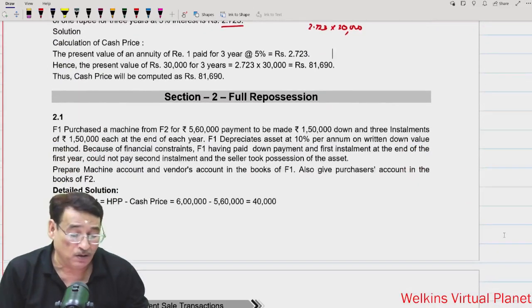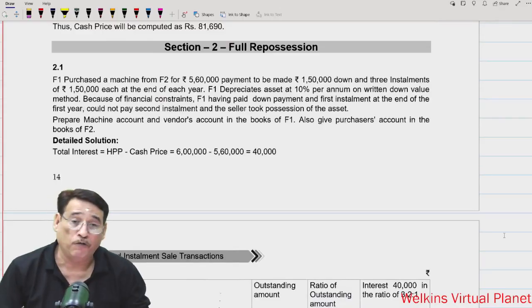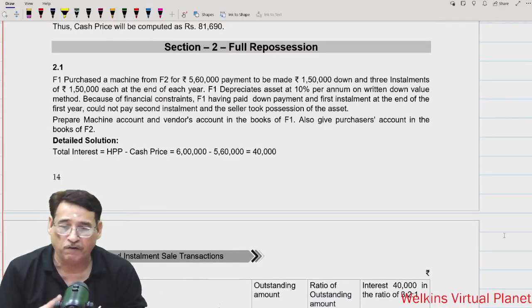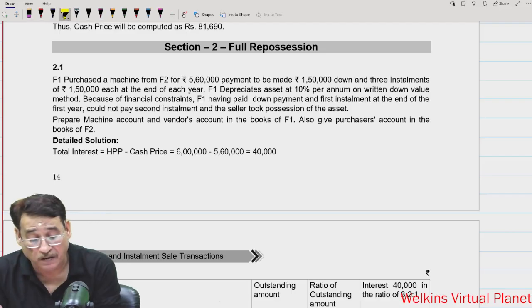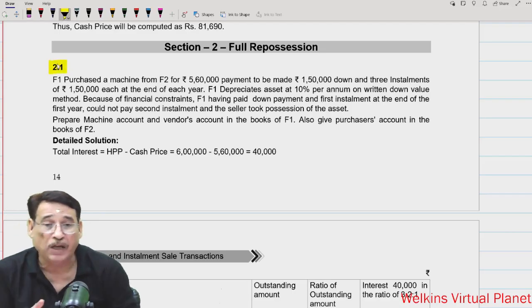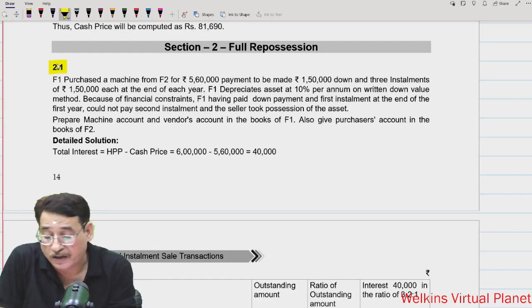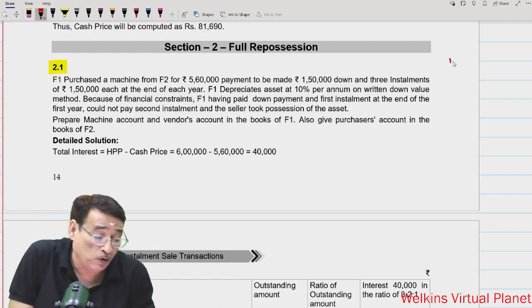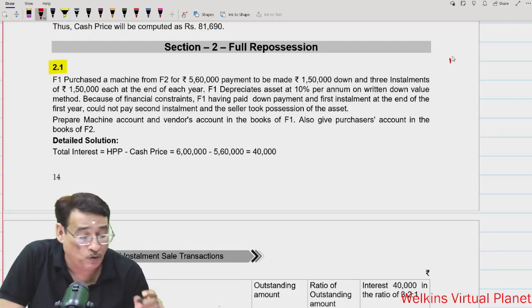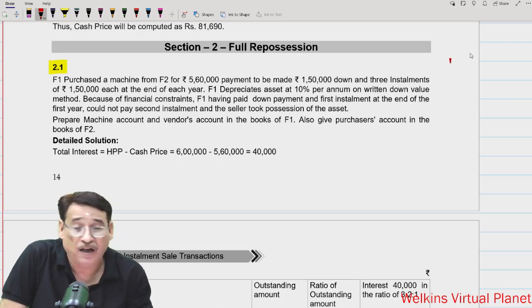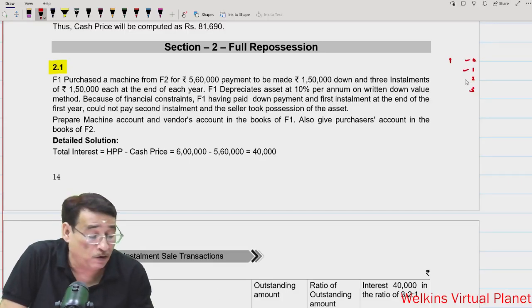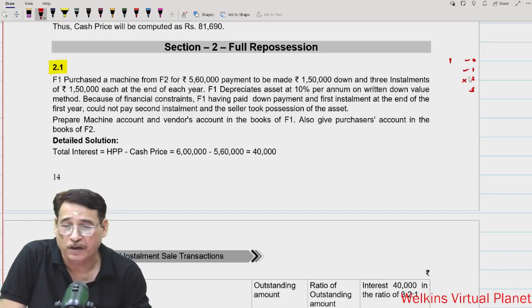Once you have the cash price, as I told you, later on it becomes quite easy to calculate the interest. After acquainting ourselves very thoroughly with the calculation of interest, now we move over to the next part. The next part is related to full repossession. What do we mean by full repossession? For example, I have sold you a machinery. I am the seller and you are the purchaser. I asked you to pay some down payment and 3 installments. Let us say you paid the down payment, paid the first installment, and you did not pay the second installment.